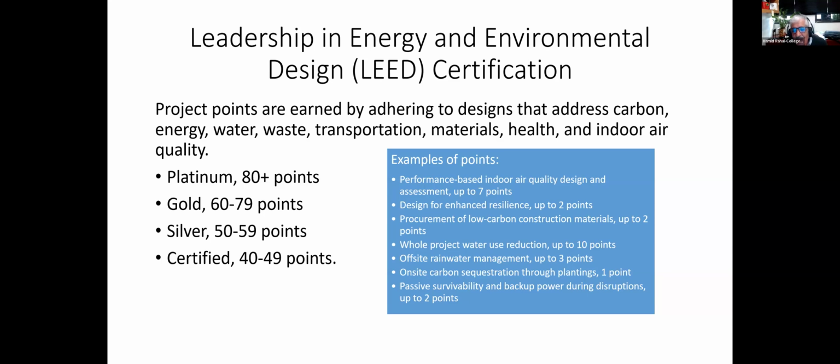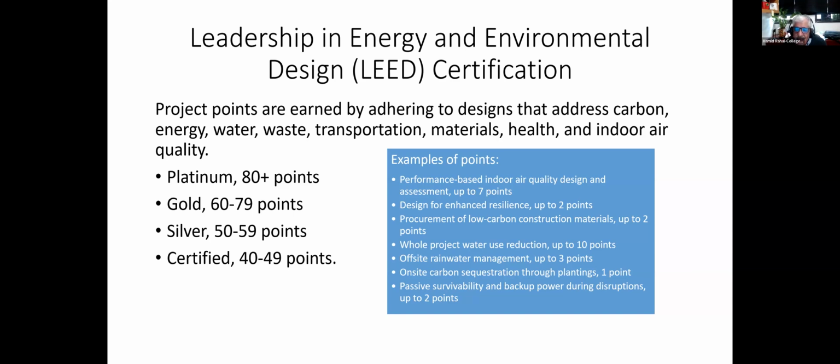Whole project water use reduction, up to 10 points. So you can see that if you put water saving equipment inside the buildings, the showers, the toilets, and sensors for the sink so that the water is not running all the time, and also you use recycled water for irrigation and other uses than drinking, then you get a lot of points for that. You get 10 points for that.